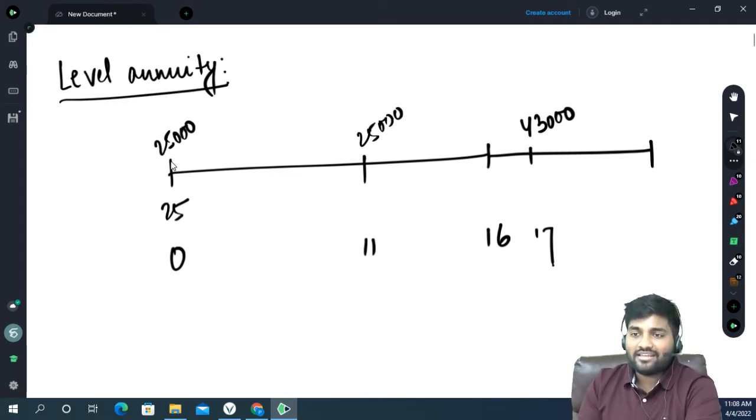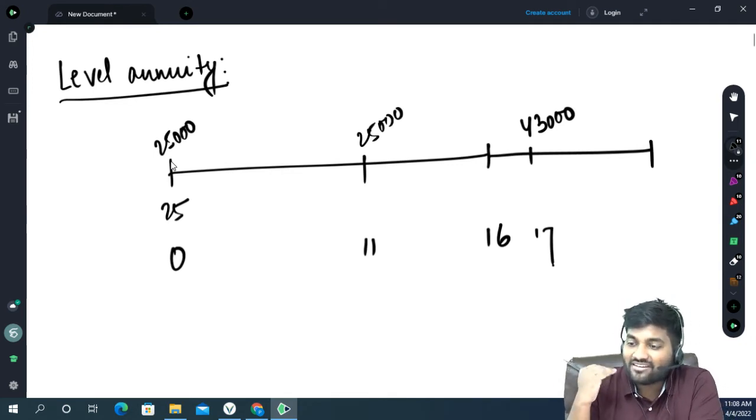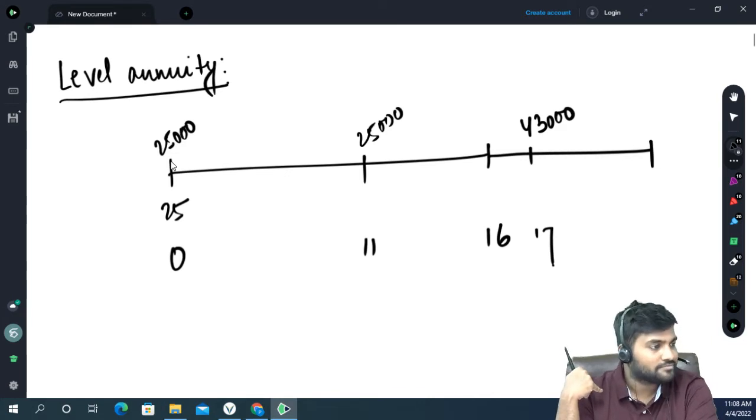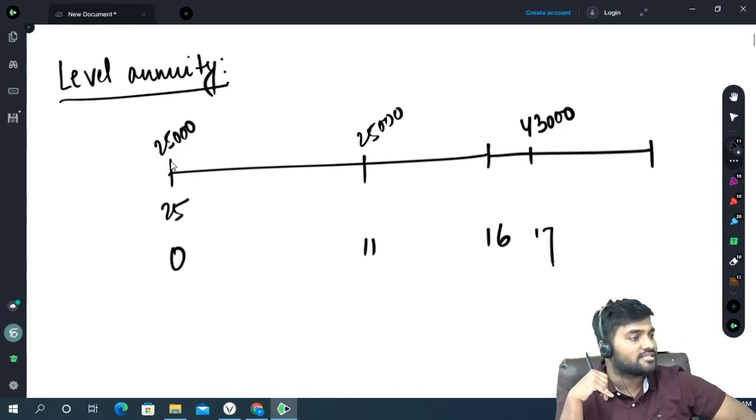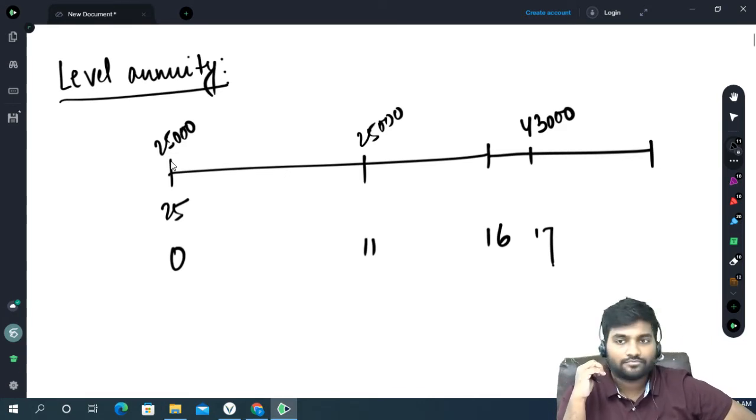So, annuity, write down: Annuity is a regular series of payment.